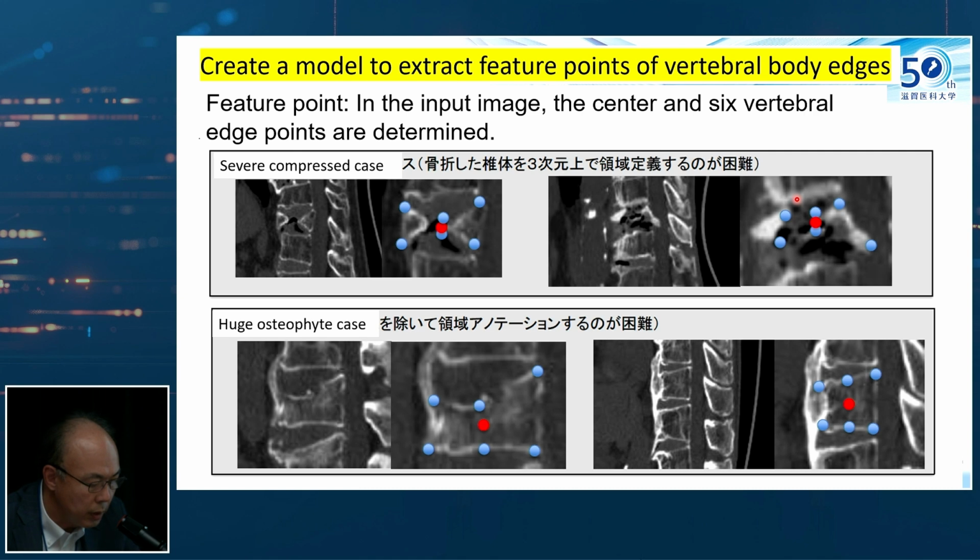In this algorithm, we create a model of exact feature points on the vertebral body edge. In the input image, we set the center of the vertebra, and 6 points on the edge of the spine are determined. After we set these feature points, we measure the height of the anterior, the center and the posterior. In this feature, it's very clear that even if there are large osteophytes, we correctly set the feature points.